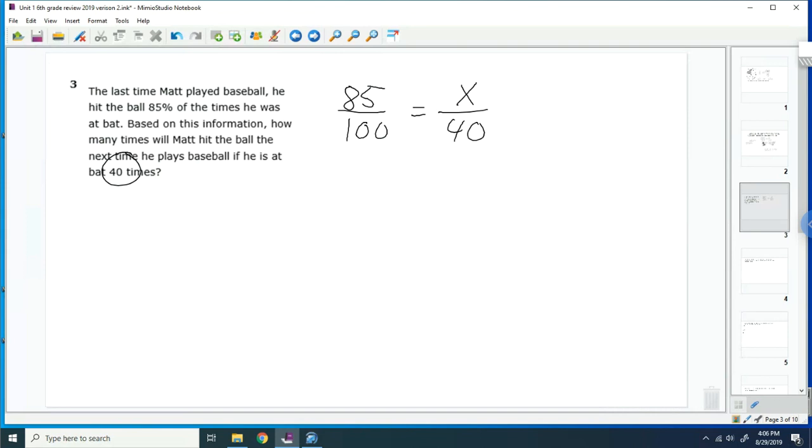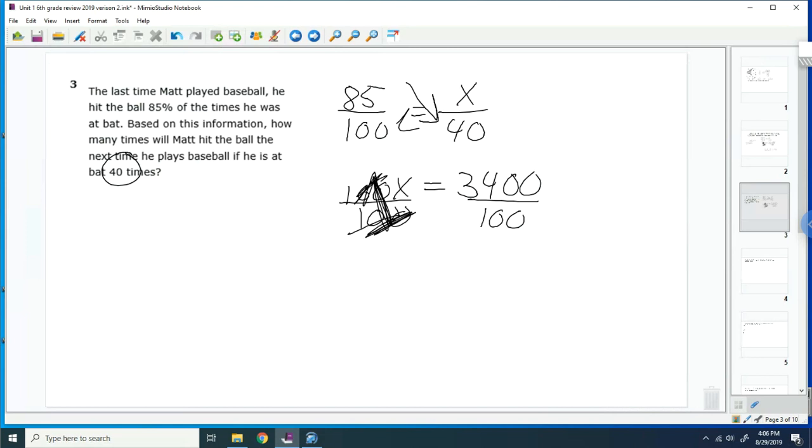Then you're going to cross multiply. You're going to do 85 times 40, which is 3,400, and x times 100, which is just 100x. So you're going to divide by 100 on both sides. This makes a nice big 1. You cross off the zeros. So you're going to do 34 divided by 1, which is 34. So he would have hit the ball 34 times when he goes up to bat 40 times.